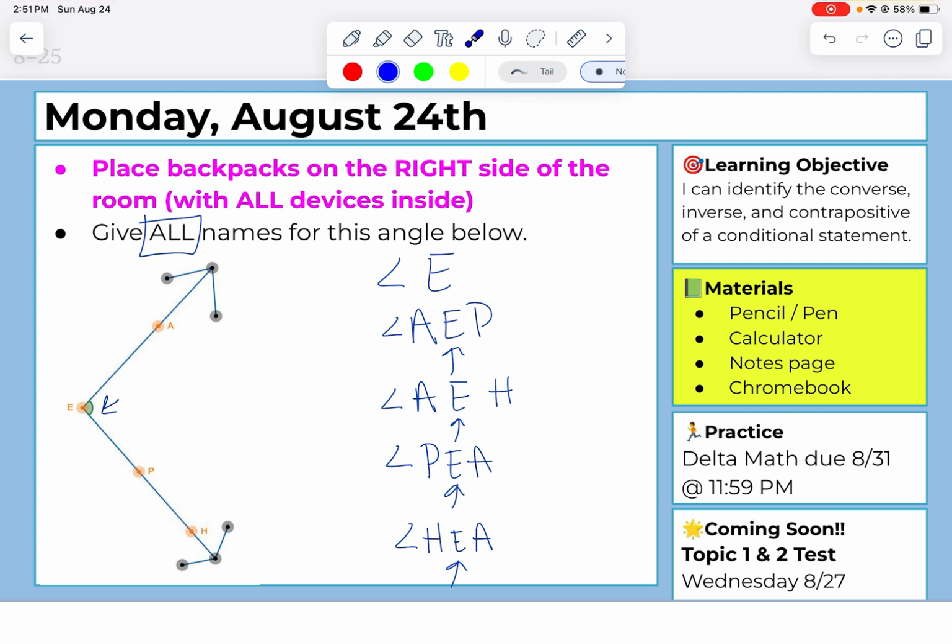Today we're going to identify converse, inverse, and contrapositive of conditional statements. So make sure you have something to write with. You might need a calculator, probably not. You need your notes page, and you need your Chromebook to watch this video. Anytime during this video, if you have questions, either write them down, or I will have access to my computer. You can email me any questions that you may have.